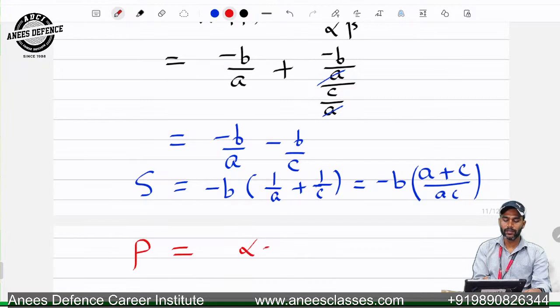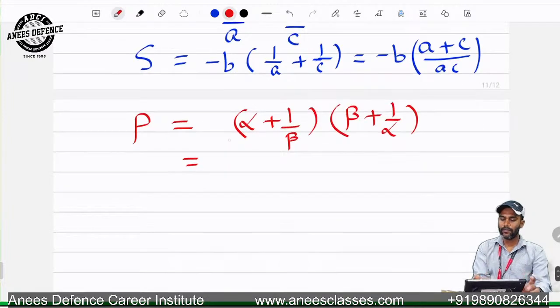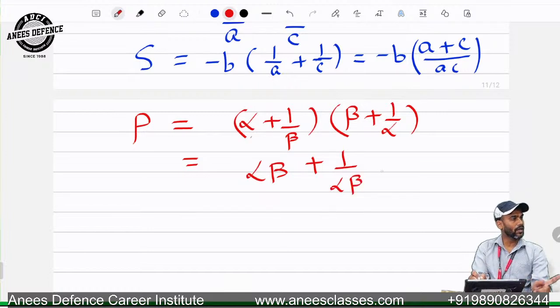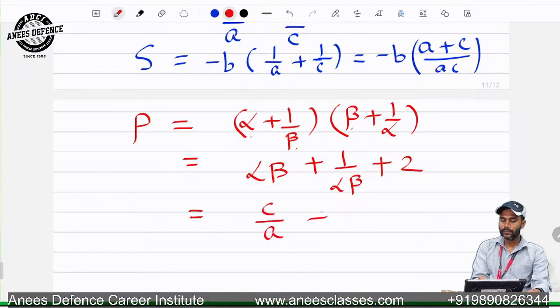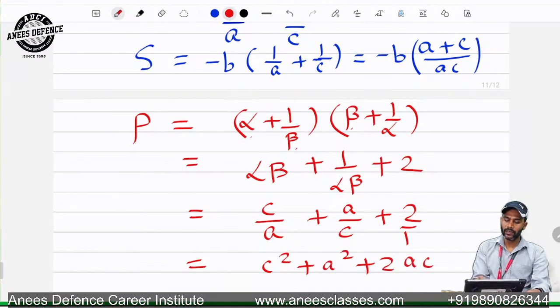Now, what is the product? Product is nothing but alpha plus 1 by beta into beta plus 1 by alpha. Just multiply it. See, very easy. Alpha into beta is alpha beta. 1 by alpha into 1 by beta is 1 by alpha beta. Now, alpha and 1 by alpha multiply to give 1, and beta and 1 by beta give 1. So can I write 2 directly? Yes, sir. Now, what is alpha into beta? I mean alpha beta is c by a, and 1 by alpha beta is a by c, so I can write directly plus 2. Now, if you simplify it, you will get c square plus a square plus 2ac divided by ac.